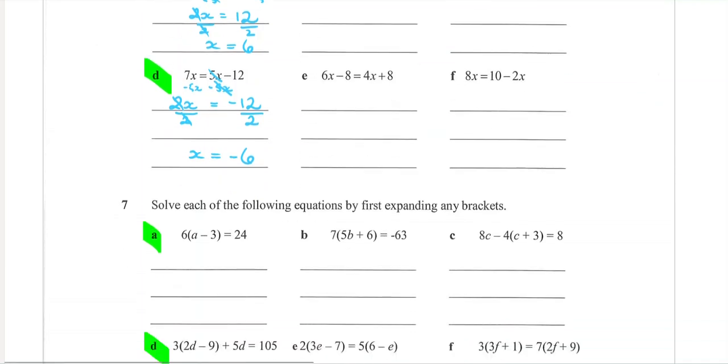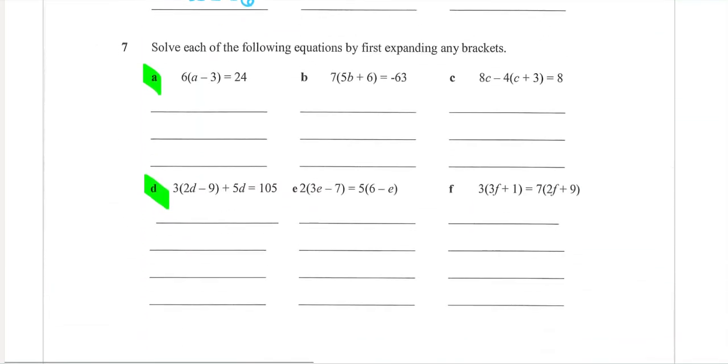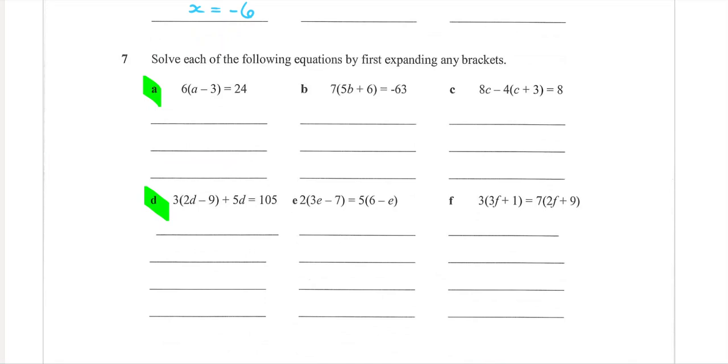Okay, we're just progressing through all the different types of equations. The next ones have brackets. With A, you could do two different things. You could divide the 6 away to get rid of the bracket, but you can't always divide. Like with D, you can't do that method because there's other things there. So I'm always going to expand the brackets, just so we always do that method because that will always work, okay?